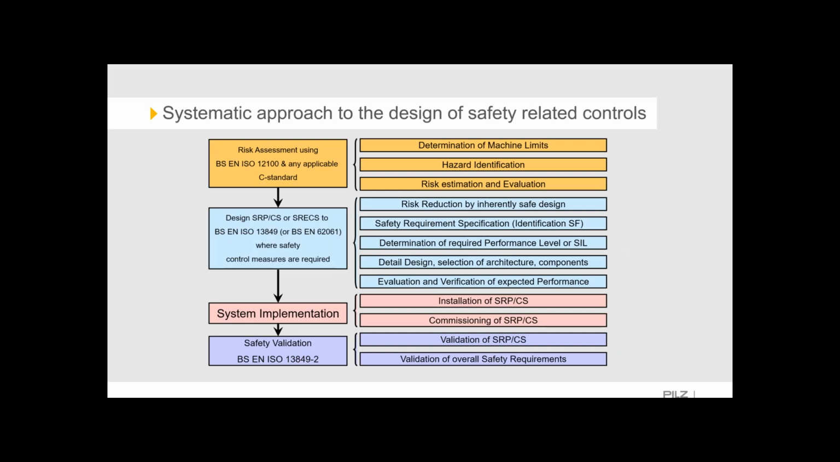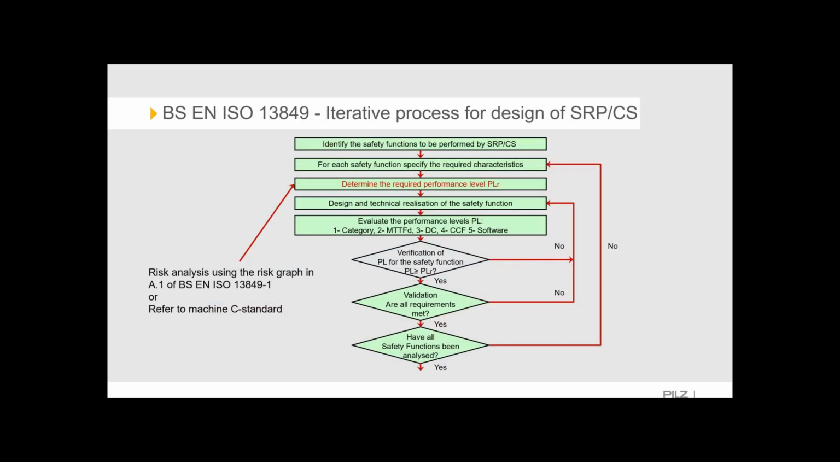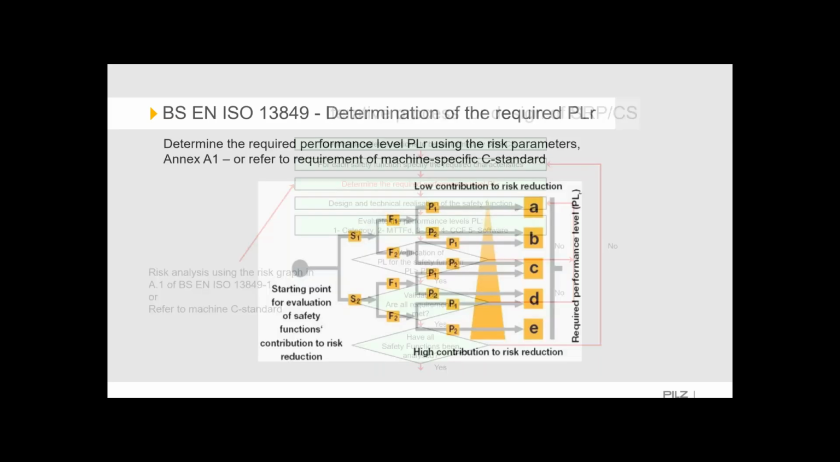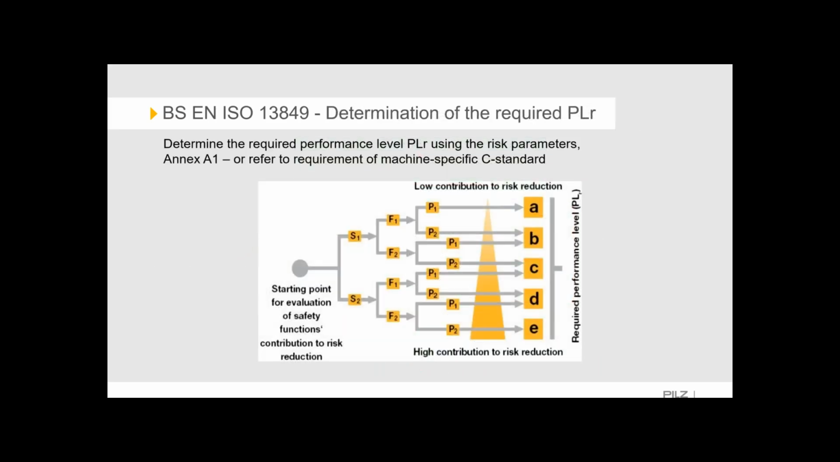The process for that is a systematic approach, and we're going to look at the design really of the safety part of the control system, and how would we determine really what the performance level should be. And so in this case, we're going to use the chart out of 13849 to determine what performance level is required.